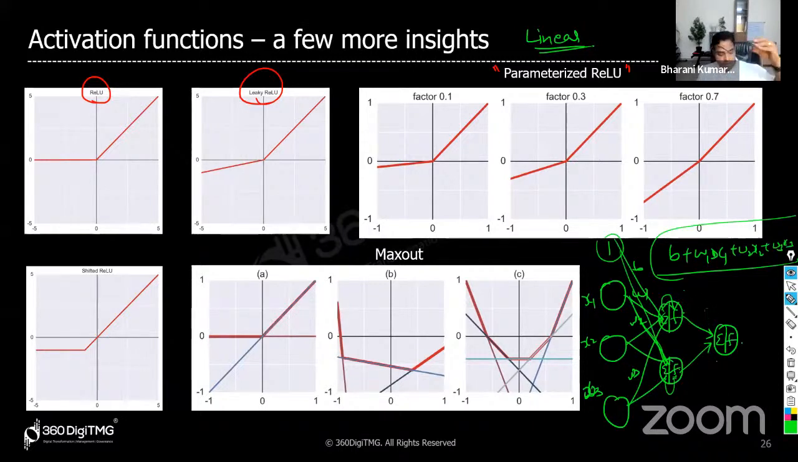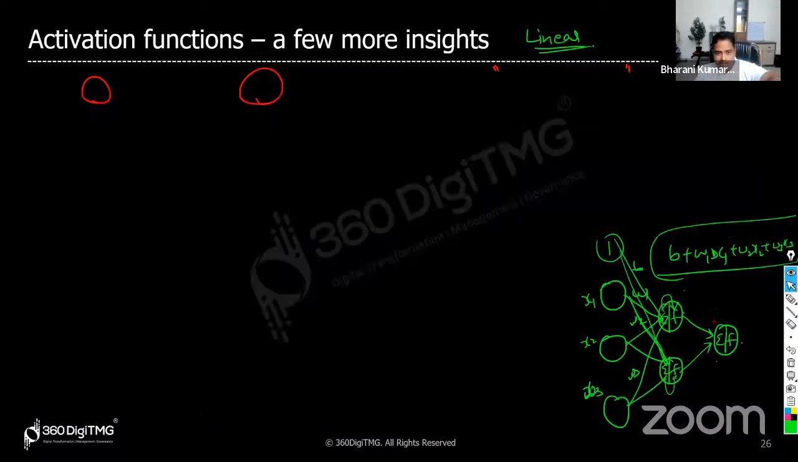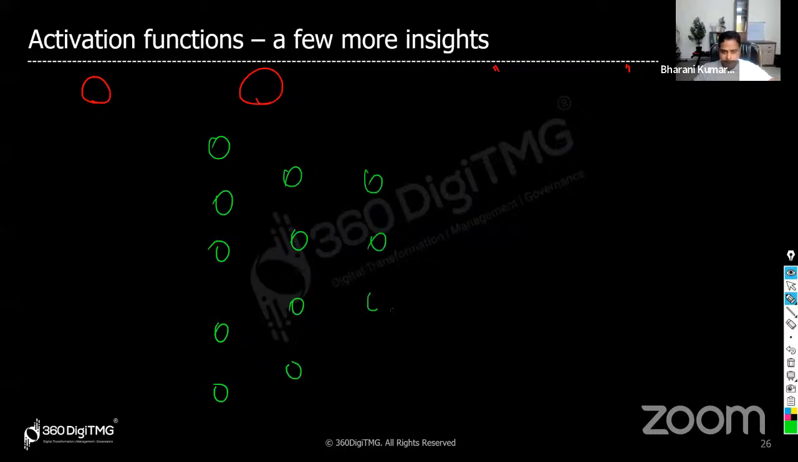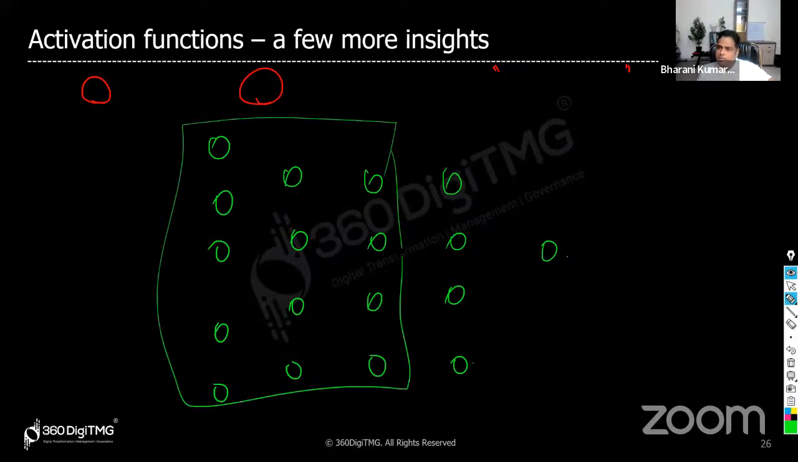When this happens, people say that your network is going to collapse. When your network collapses, what happens is your learning stops. So that means if you have a larger network, your network might somewhere in between itself collapse. That means your training will stop.